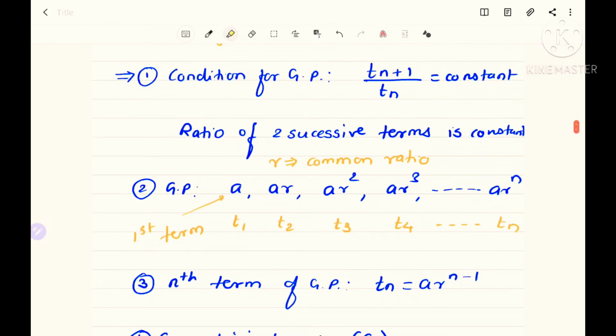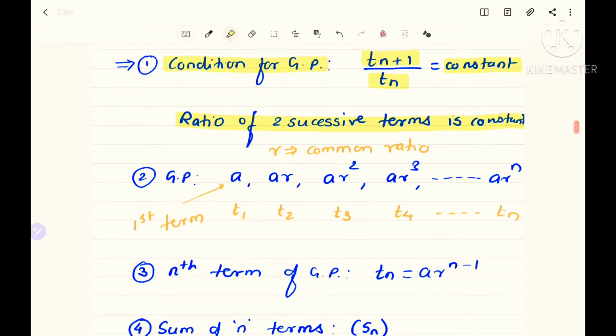If you remember how to identify a sequence in geometric progression, there is one simple condition. The condition for GP is T of n plus 1 upon Tn is constant, right? That is, the ratio of two successive terms is constant. So do a simple thing: observe the given sequence and just take the ratio of two successive terms. Not any random terms, but any two successive terms, and find the ratio. If the ratio of successive terms remains constant throughout, then we say the given sequence is in geometric progression, right?